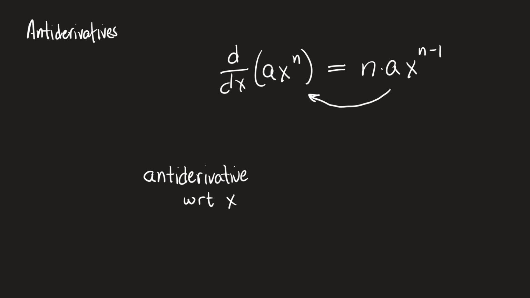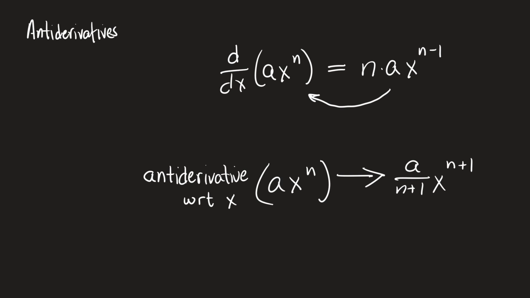But let's say I have a function ax to the n, and I want to find its antiderivative. Well, I want to do the opposite of what I did. And what I did the first time was I bring the n down and take 1 away from the exponent. So I'm going to add 1 to the exponent. And since this was the exponent that had been brought down, I'm going to divide by my new exponent. This is how you find the antiderivative of a polynomial.